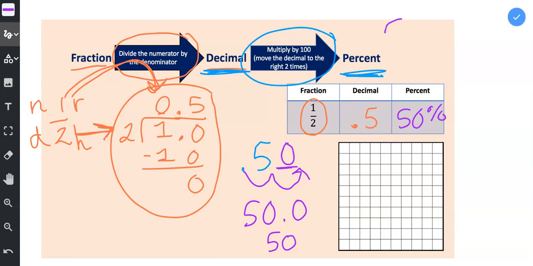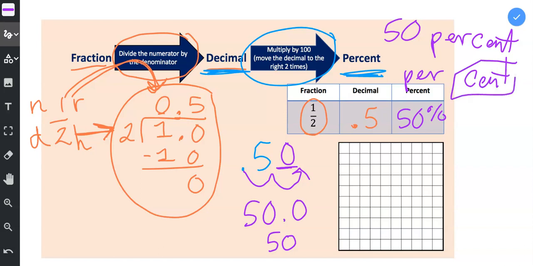Now 50%, let's talk for a second about what that means. I'm going to break up the word percent into per and then cent. Cent is a Latin root meaning 100. So when you're saying 50%, you're saying 50 per 100.